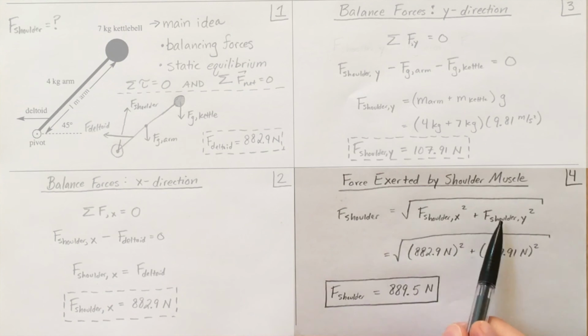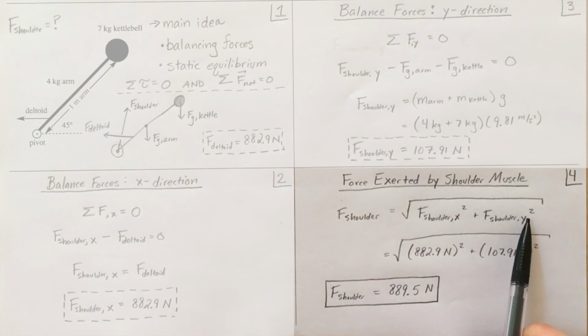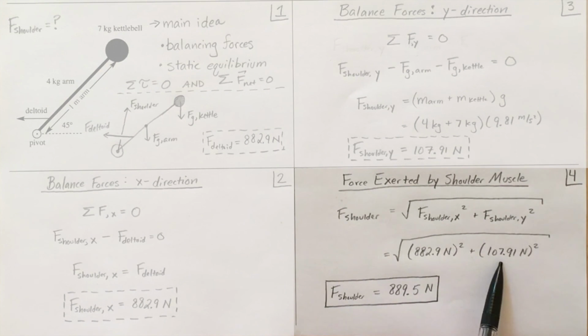Now that we know its x and y components, we can calculate the total magnitude of the force exerted by the shoulder muscle using the Pythagorean theorem. We substitute in the numbers we just found and find that the force exerted by the shoulder is 889.5 newtons.